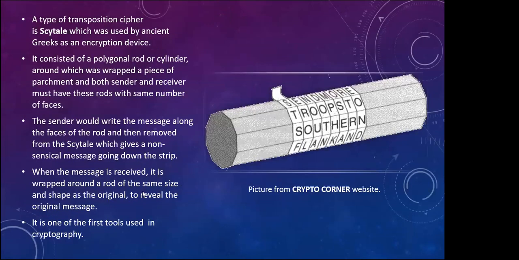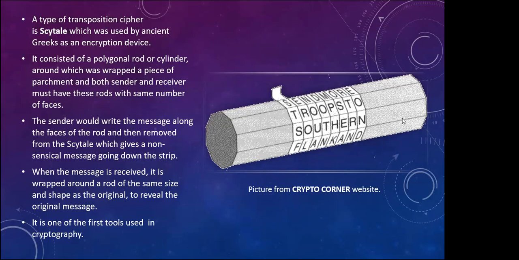And then a transposition cipher is really a good example for a crypto system, since it's been used from ancient times. This is one example of how the transposition cipher was used in ancient times. This device, or rod, is called a scytale, which was used by the ancient Greeks for communicating secret messages.